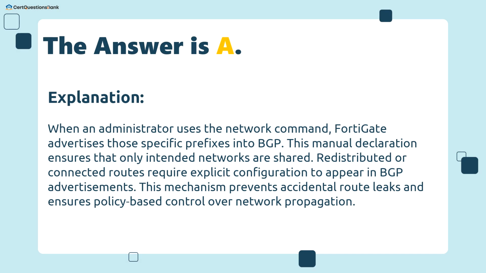When an administrator uses the network command, FortiGate advertises those specific prefixes into BGP. This manual declaration ensures that only intended networks are shared. Redistributed or connected routes require explicit configuration to appear in BGP advertisements. This mechanism prevents accidental route leaks and ensures policy-based control over network propagation.